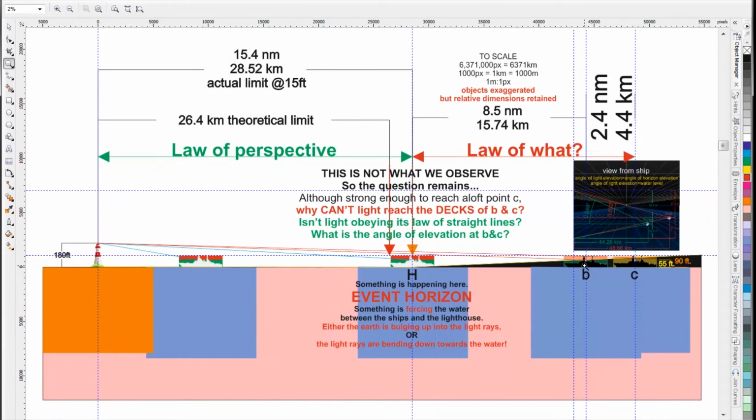In the video it clearly states that the captain at the bridge just about managed to see the light at the edge of the horizon, not above. The same with the observer aloft. So something is happening here at the event horizon that's pushing the light rays down to the base of the ship at H.